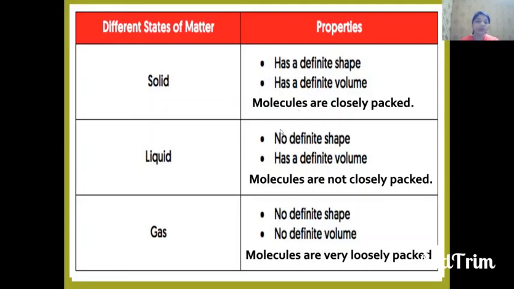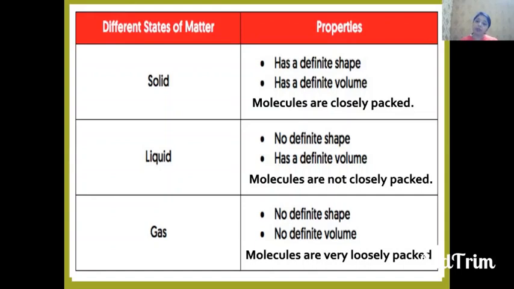Children, you have to learn this table. It will help you to write differences between solids and gases. You can write even differences between liquids and gases. For example, let's have a look. If the question comes, write differences between solid and gas. So what are the points we can consider? Solids have definite shape, definite volume. What about the gases then? Gases have no definite shape and no definite volume.